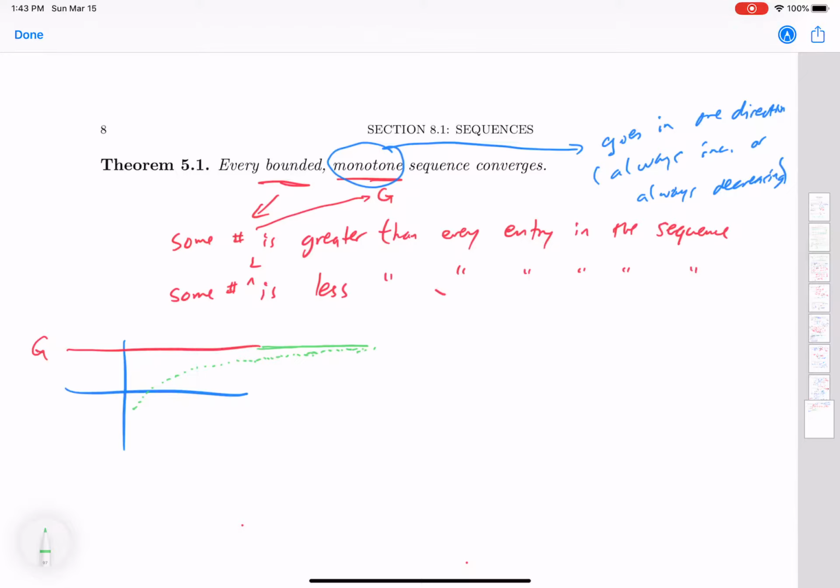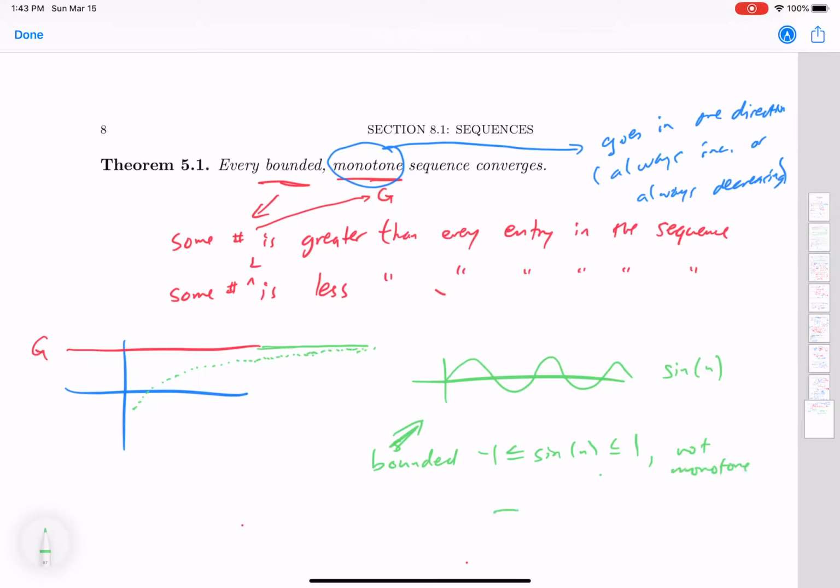So what happens if you have a bounded sequence that's not monotone? Let's do this one. You may have seen it before. Sine of n. This one here is bounded because it's always greater than or equal to -1, but of course less than or equal to 1. But it's not monotone because it bounces up and down. And in this case, we can say that it diverges.